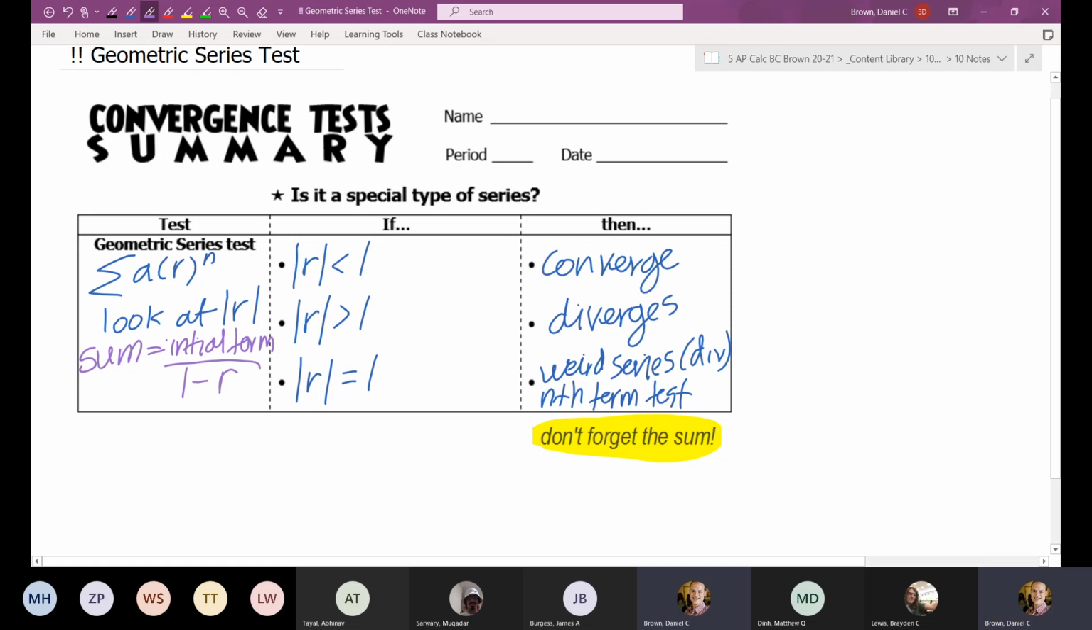And again, that feels weird. I know you're thinking, we're adding up an infinite number of things, but there are going to be times when we add up an infinite number of terms and it's going to equal a finite value.